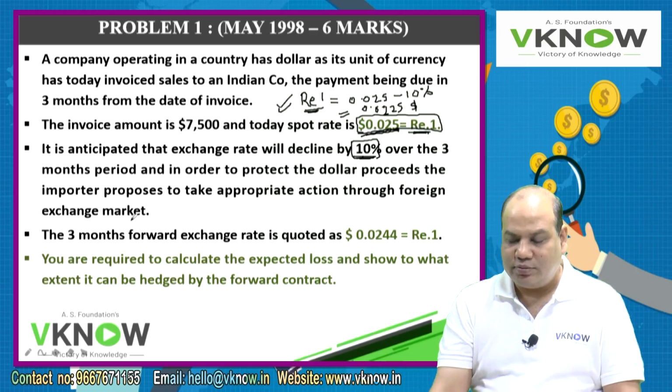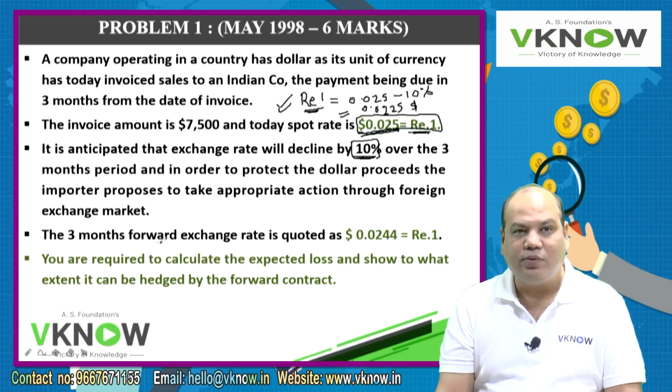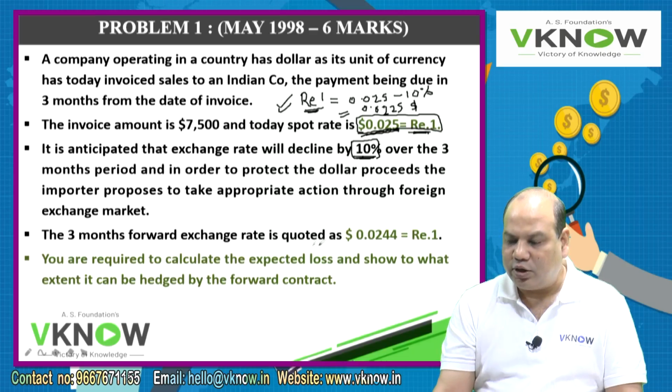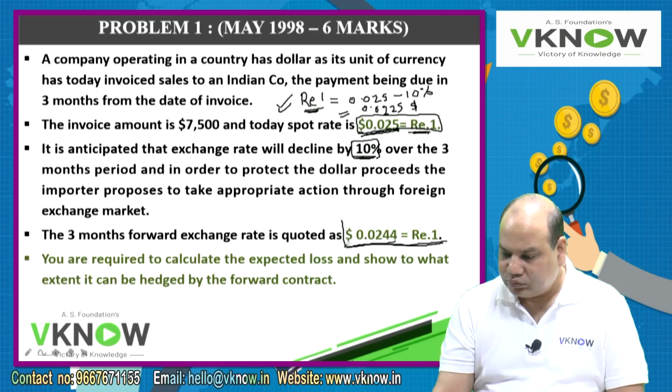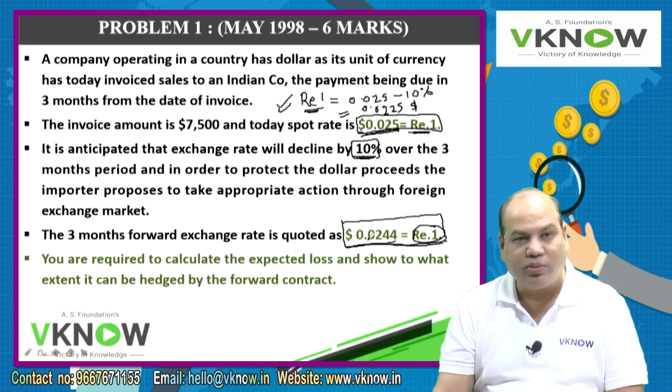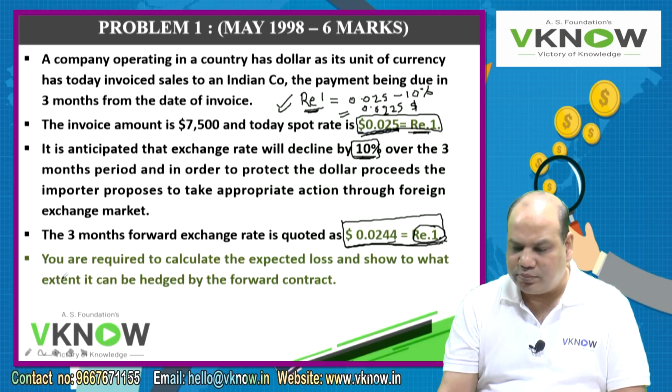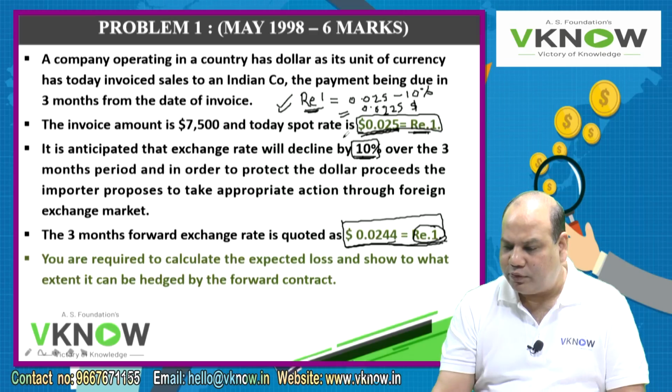Now he goes to a bank and asks what the ongoing 3-month forward exchange rate is. The 3-month forward exchange rate is quoted as $0.0244 per rupee. This is the forward rate. In this question, the rates are expressed as 1 rupee equal to how many dollars, and we will keep that in mind while solving the problem. So we have the spot rate given in the problem, 0.025, the expected rate, and now they have also given you the forward rate.